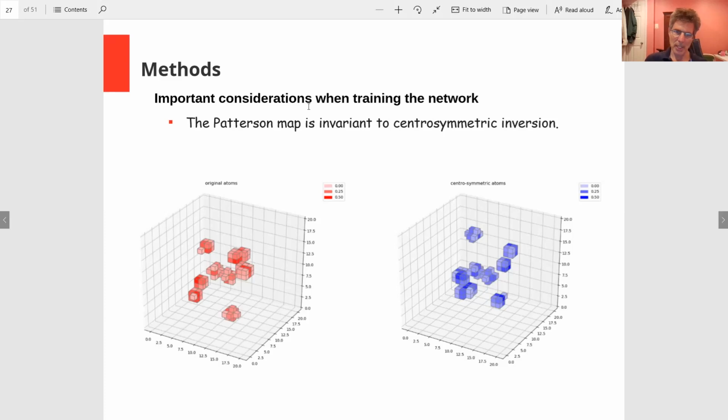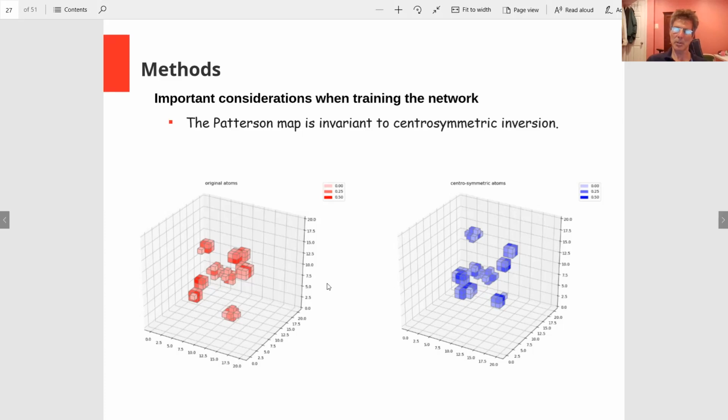So, as I said, the Patterson map is invariant to centrosymmetric inversion. So here's a configuration of atoms. These are its centrosymmetry related atoms. You can kind of see that it looks like a backwards image of it or something like that. You know, like these two here are these two here. This map and this map have the same Patterson map.